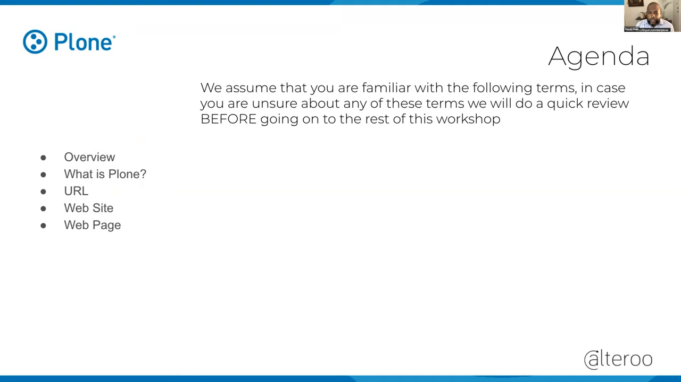A couple of things that we're assuming here. We assume that you're familiar with the following terms. And we'll talk about those terms because we're going to be using them throughout this workshop. So hopefully you know a little bit about Plone, you know what a URL is, what a website is, and what a web page is. We don't expect you to know a lot about Plone at this point.